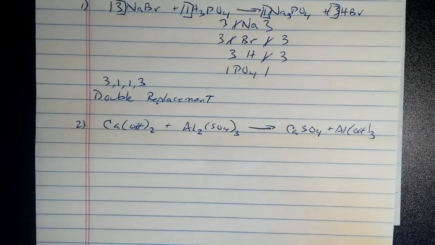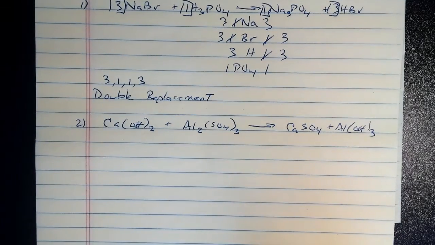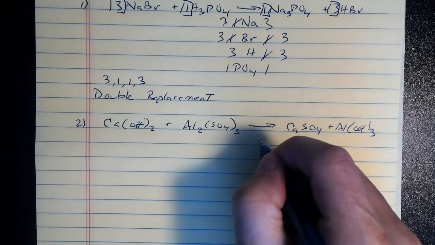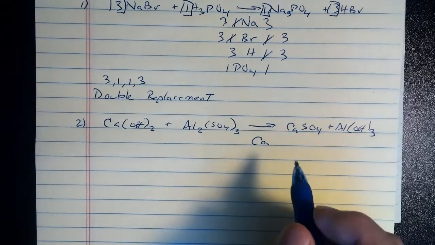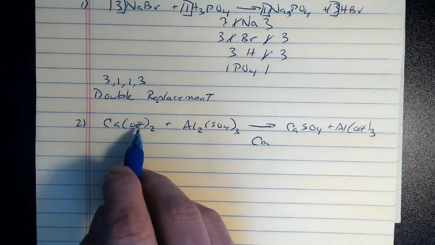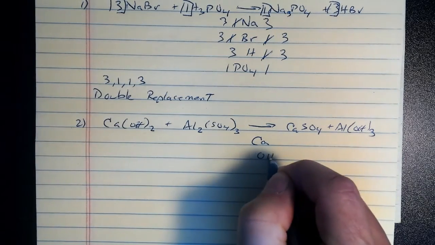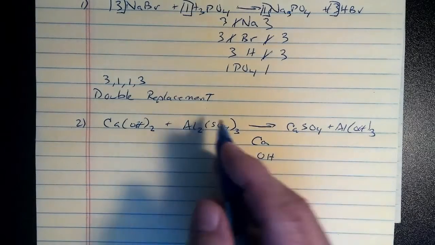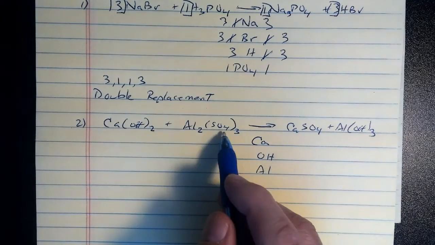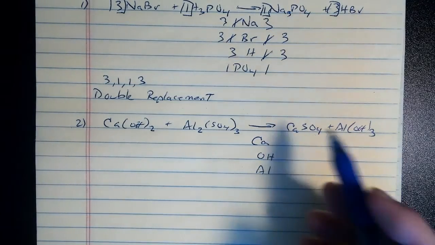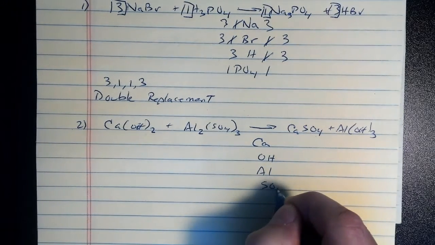So our first step is to write out your elements and your polyatomic ions. So we're going to write calcium, and then because hydroxide is polyatomic and it's on both sides, we can keep that guy together. And then we got aluminum, we'll put right there, and sulfate is on both sides, it's polyatomic, we will keep him together.